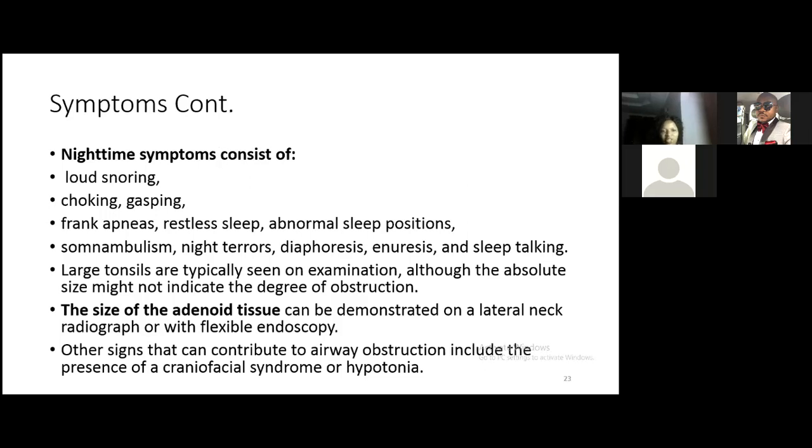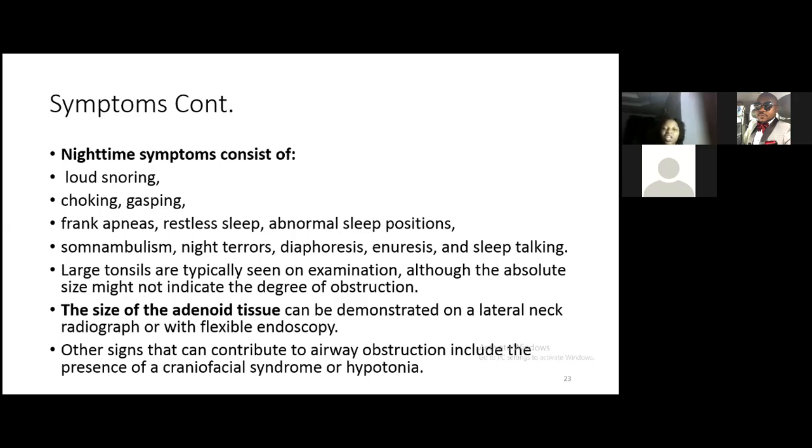So you hear parents complain that their children snore loud, like a young child will be snoring heavily like an adult at night. There could be choking, gasping. There could be frank apnea. There could be restless sleep, abnormal sleep position. There could be night terrors, diaphoresis, enuresis, and then sleep talking.